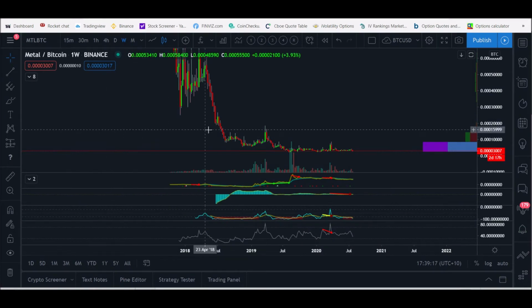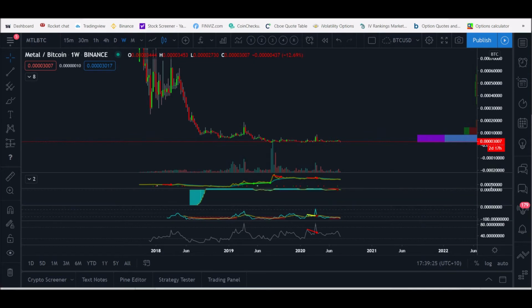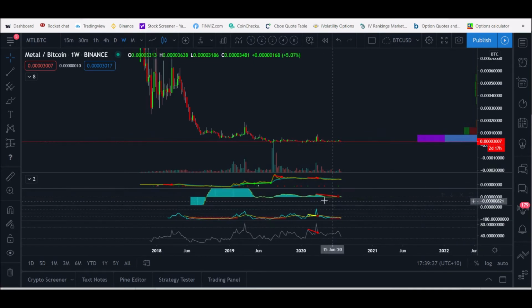Moving on to MTL, Metal. This looks actually quite nice, sitting at the point of control. Looking at some bearish divergence here in the histogram. Sometimes with these signals on a higher time frame, like the weekly, bars for the histogram are still continuing to be printed. So I'll probably ignore this bearish divergence.